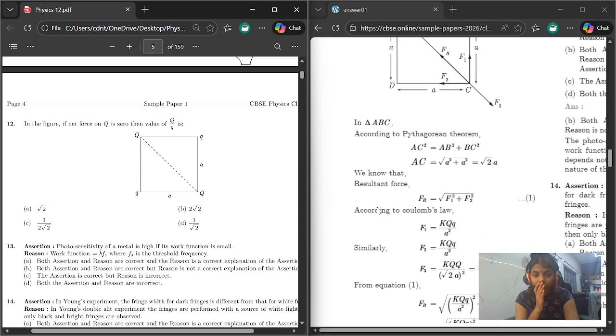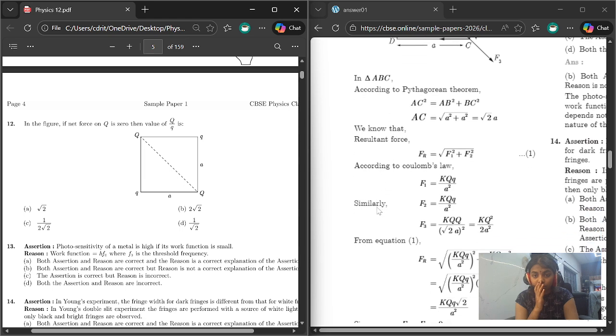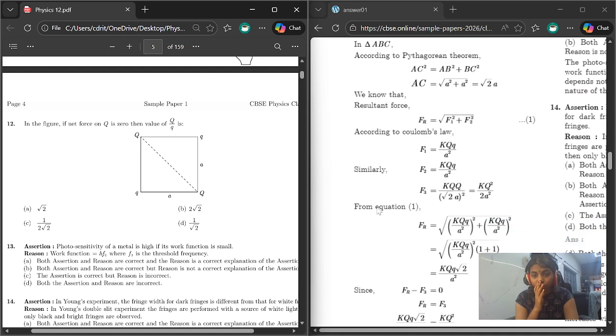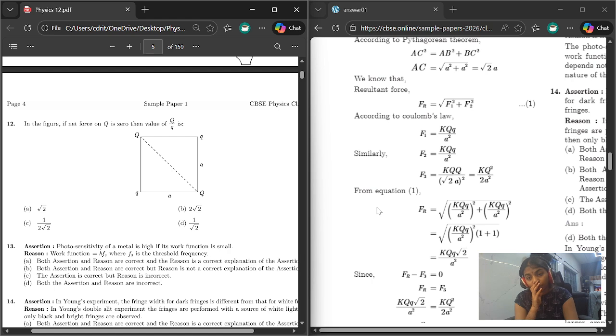According to the Pythagoras theorem, AC square is equal to AB square plus BC square. AC is equal to under root of a square plus a square, which is equal to root 2 a. We know that the resultant force Fr is equal to under root of F1 square plus F2 square. According to Coulomb's law, F1 is equal to kQq by a square, F2 is equal to kQq by a square, and F3 is equal to kQq divided by root 2 a the whole square. So the square gets cancelled, and we get kQq by 2a square.